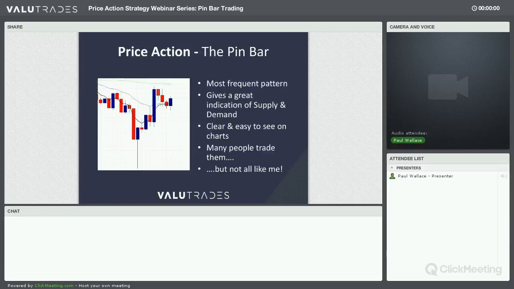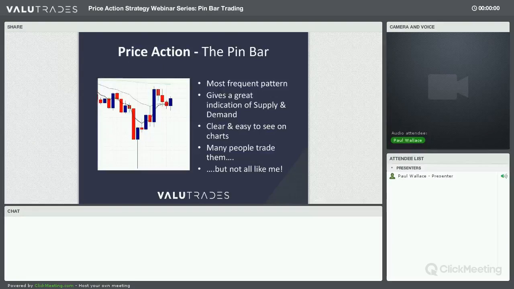Now, the truth of the matter is, the majority of traders are visual traders, so something that is a very clear and easy to see signal on a chart helps enormously. As I said, they're very popular, and many people will trade them, but not all, like myself. And so I'm going to share with you a couple of ideas about how I look at them, how we view them, and what we're actually viewing them as.